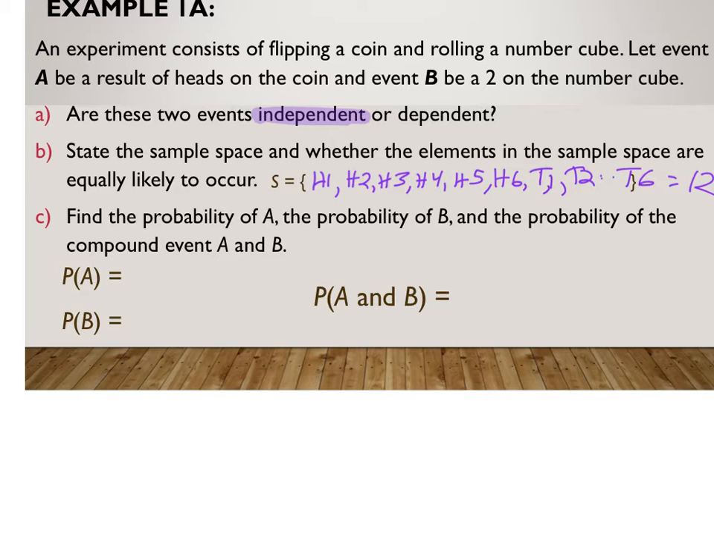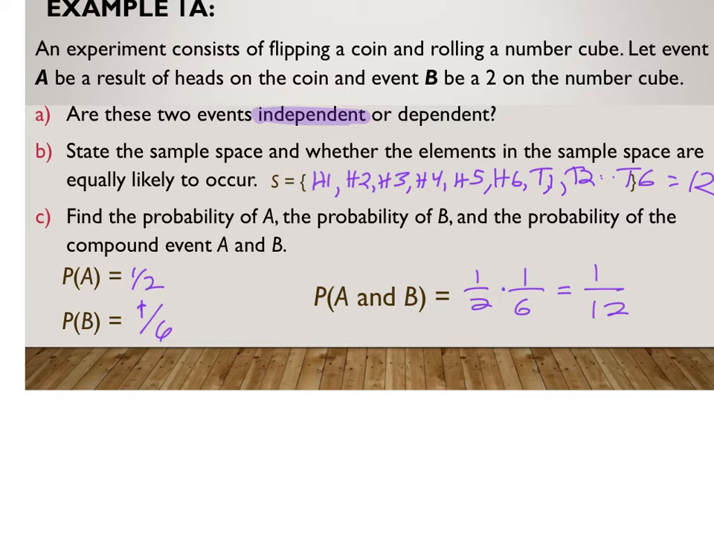Okay, so the probability of A, flipping a coin and getting heads, is 1/2. The probability of B is rolling a 2, so that's going to be 1/6. Right? Okay, so now the probability of A and B is 1/2 times 1/6. Remember I said "and" is a multiplication, so that is 1/12.